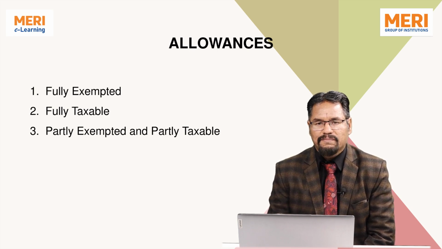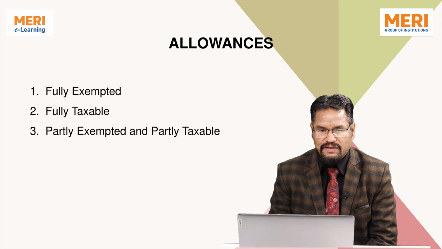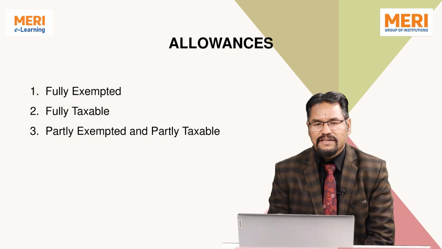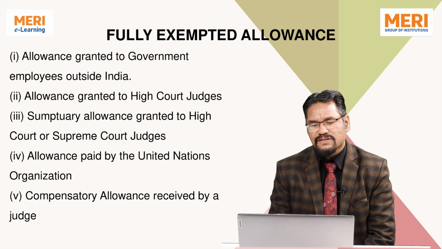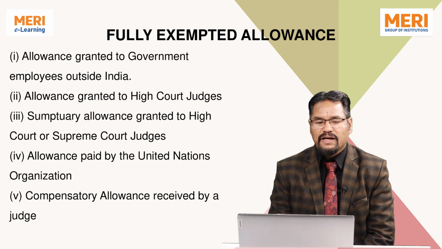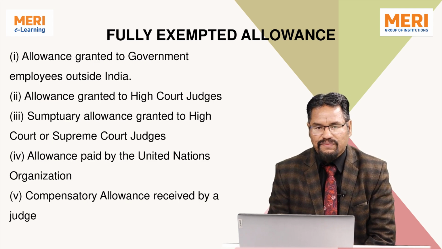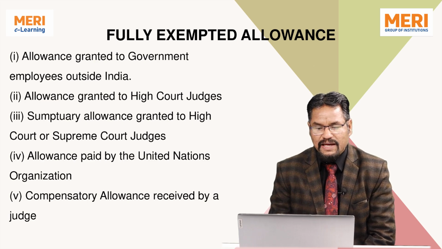Allowances under the Income Tax Act 1961 are divided into three parts. Number one, allowances which are 100% exempted from tax. Number two, allowances which are 100% taxable. And third, allowances received by the employee which are partly exempted and partly taxable under the Income Tax Act 1961. So there are allowances which are fully exempted from tax. Number one, allowances granted to government employees outside India, the citizens of India, by the government of India. That allowance will be fully exempted from tax. It means there is no tax on such kind of allowances.